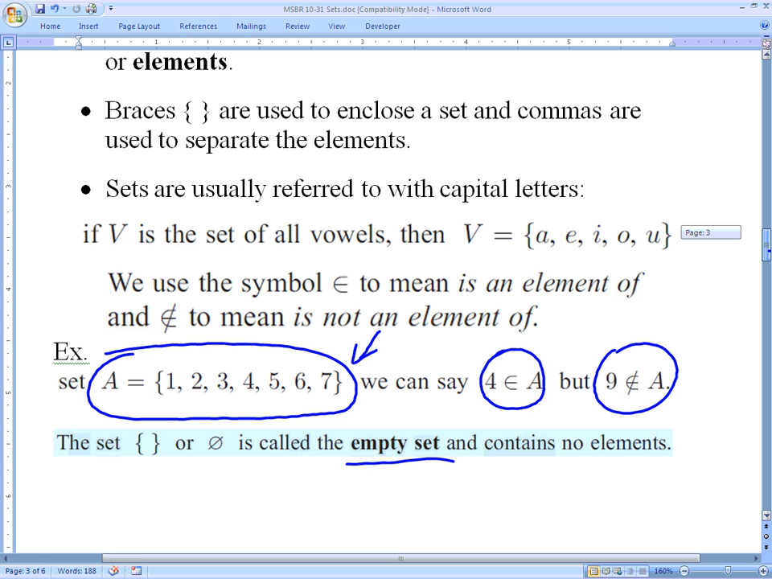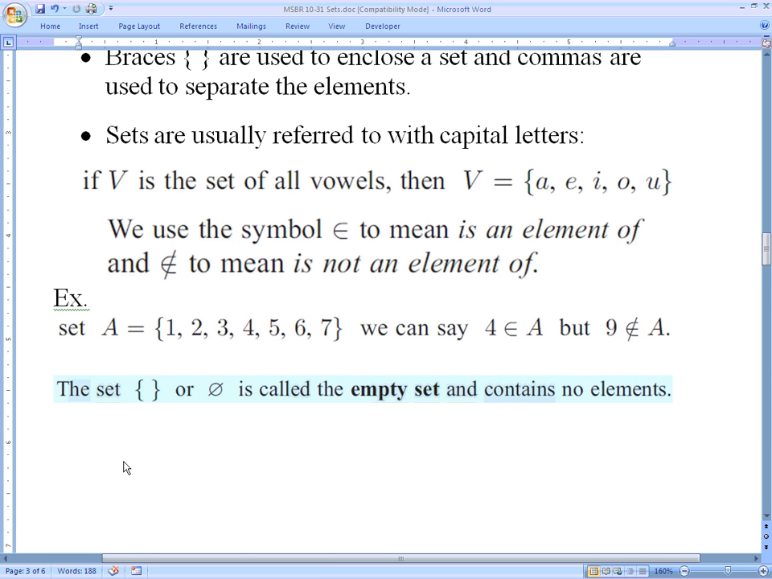Something called an empty set. An empty set is a set with nothing in it. So we use either this symbol, which kind of looks like an O with a slash through it, or a 0 with a slash through it, or just two braces with nothing in it. That's, again, the empty set, no elements in there.